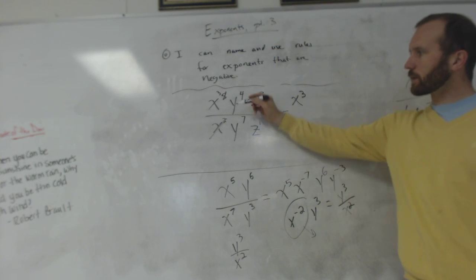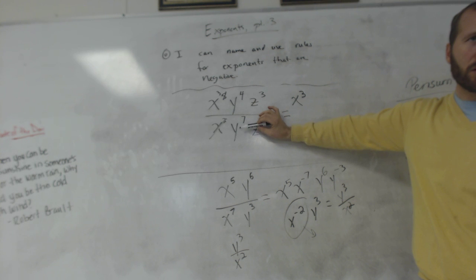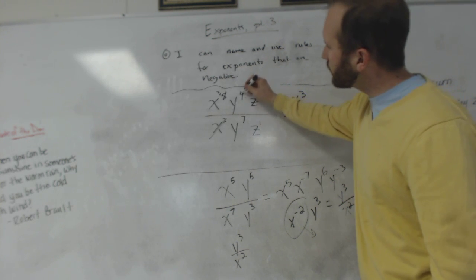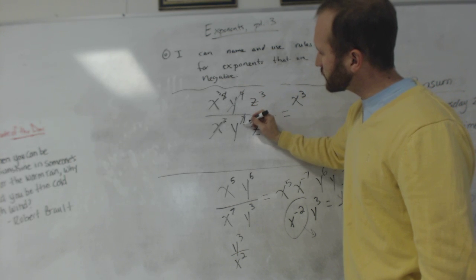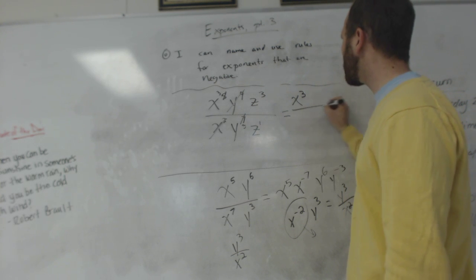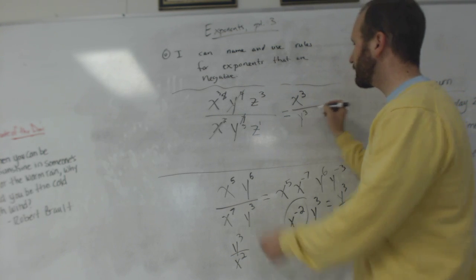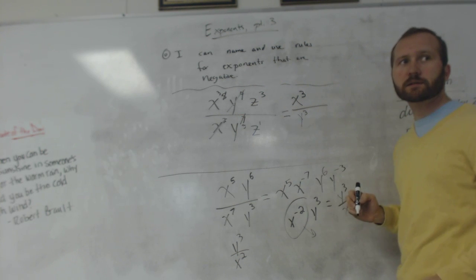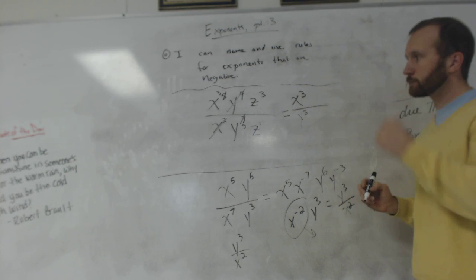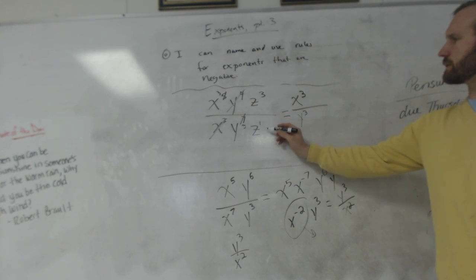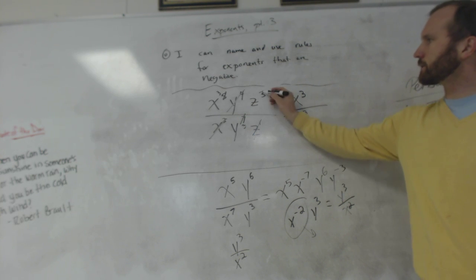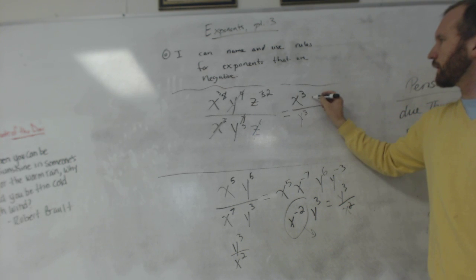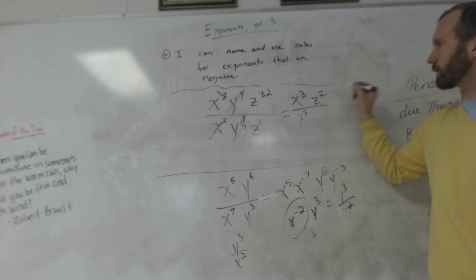Now with the y's, I'm going to do the opposite. There are more y's in the denominator. So I'm going to take all 4 of these, subtract that from 7 to get y to the 3rd, but that's going to stay in the denominator, because that's where I had the larger number of y's. What am I going to do with the z's? I'm going to take this 1, subtract it from all 3 of those, and I have z squared left up in the numerator.